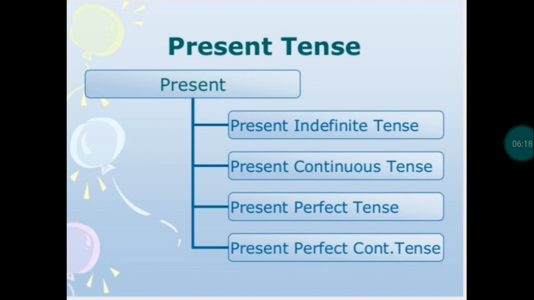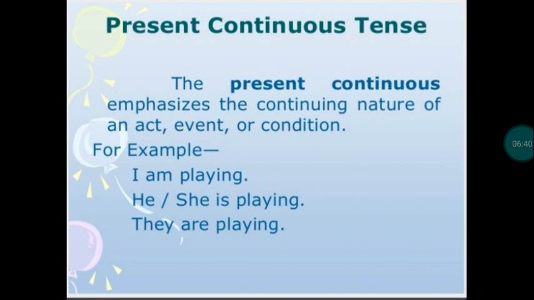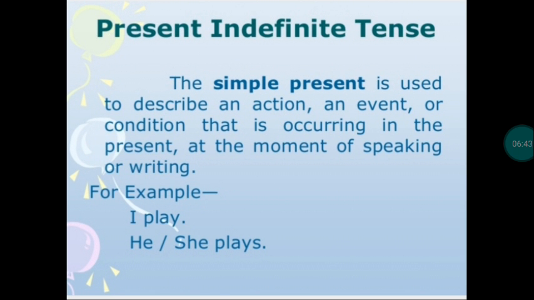Now, in the present tense again, there are 4 aspects of it. Present indefinite means simple present tense. Then present progressive means present continuous tense. Then the third one is present perfect tense, and the fourth one is present perfect continuous tense. Now, first to begin with, the simple present tense, indefinite. Always remember indefinite means simple present tense.